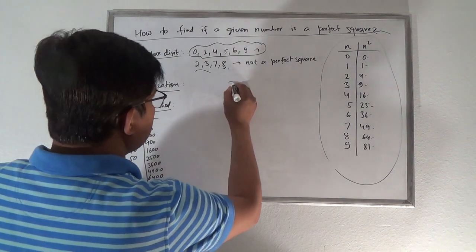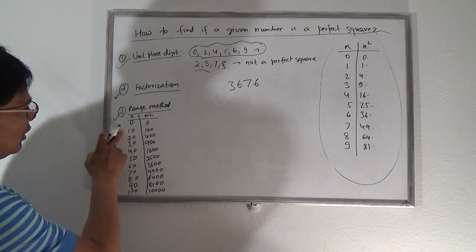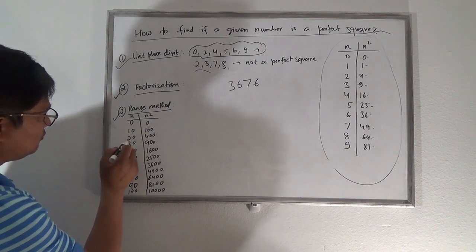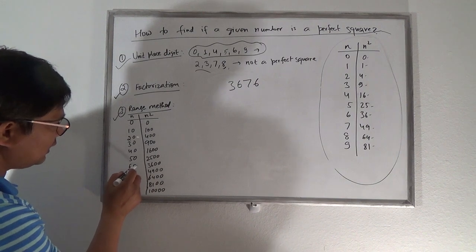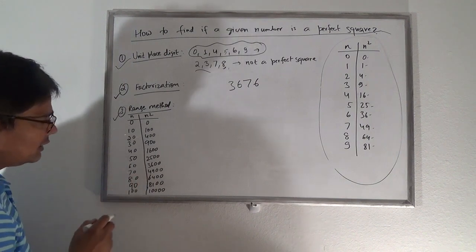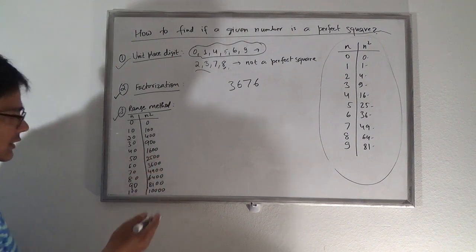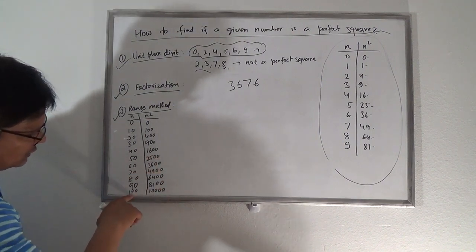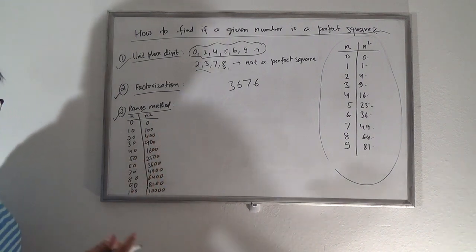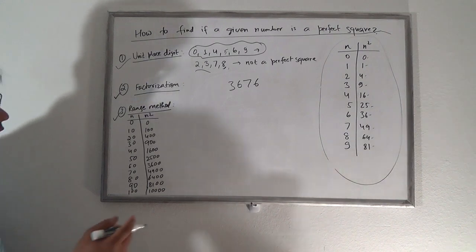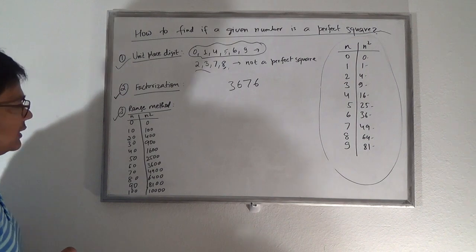3676 is the example. Here you can see I have taken 10, 20, 30, 40, all the numbers that have 0 at the unit place. If you take the square of these numbers, it's easy. And up to 110, 120, 130, 140, because it's easy to find the square of those numbers. So for example, this one, 3676.